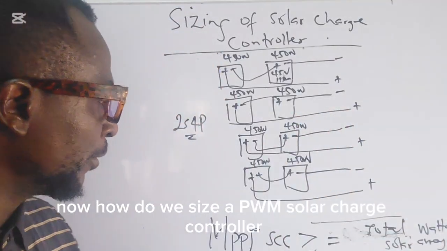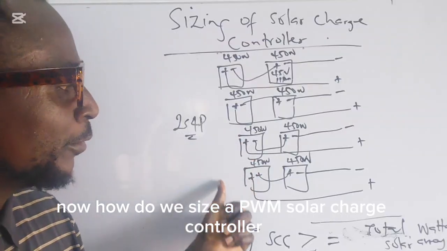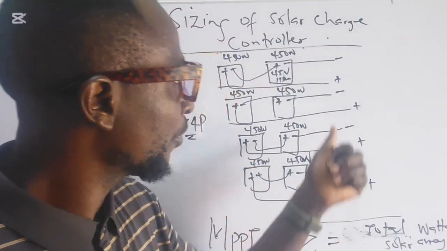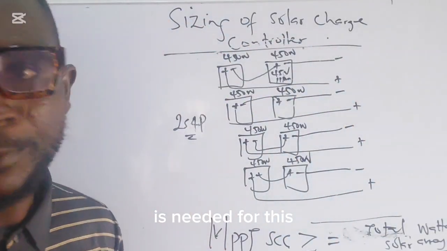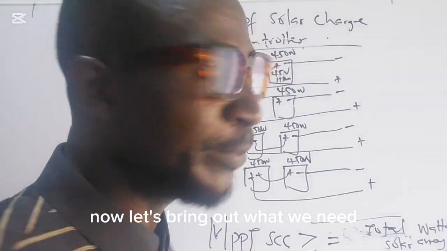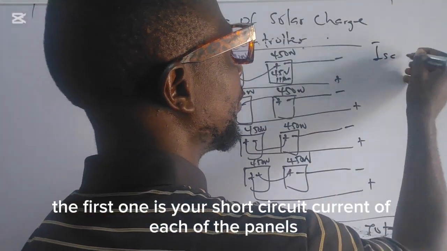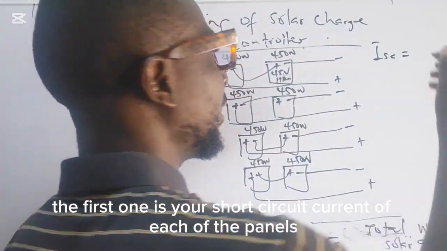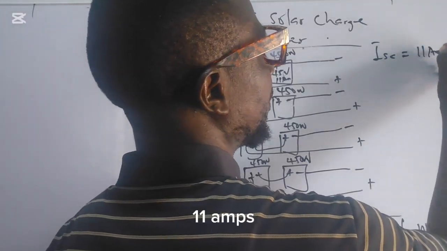Now, what size of PWM solar charge controller is needed for this? Now, let's bring out what we need. The first one is the short circuit current of each of the panels, which is what? 11 amps.